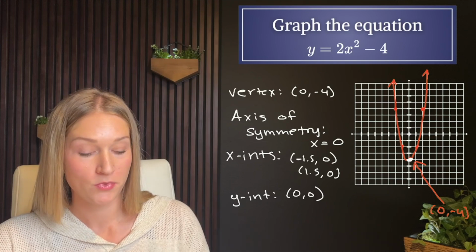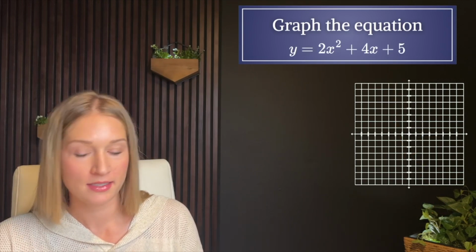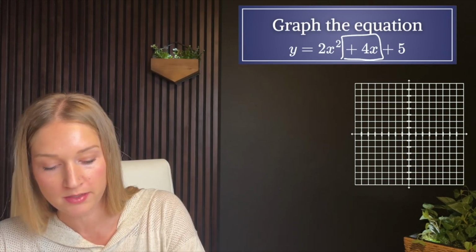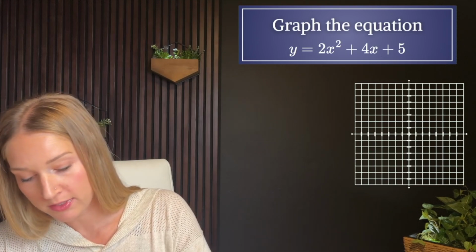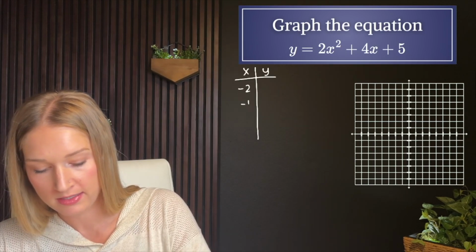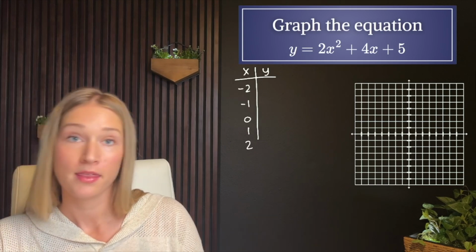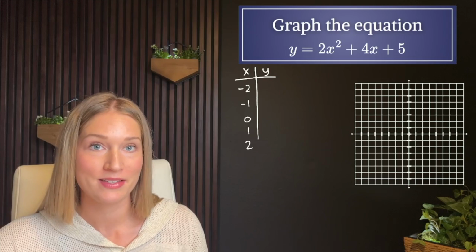Okay, let's do one more example. This one is going to have a linear term. And by linear term, we're talking about this middle one where it has an x to the first power. I'll still create a table and I will plug in the same x's. These ones are going to take a little bit more work to plug in the x's because you have more than one x in your equation.